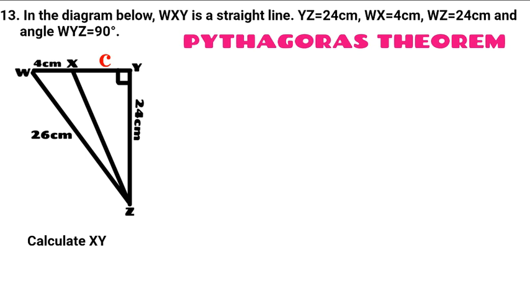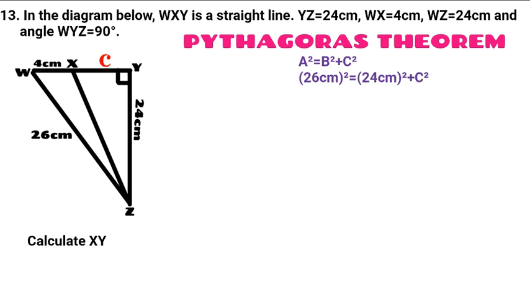I'm going to use Pythagoras theorem. I'm going to write the formula, which is A squared is equal to B squared plus C squared. A is the hypotenuse, and in this diagram the hypotenuse is 26 centimeter. So I'm going to write 26 centimeter squared is equal to, then B will be 24 centimeter, so 24 centimeter squared plus C.